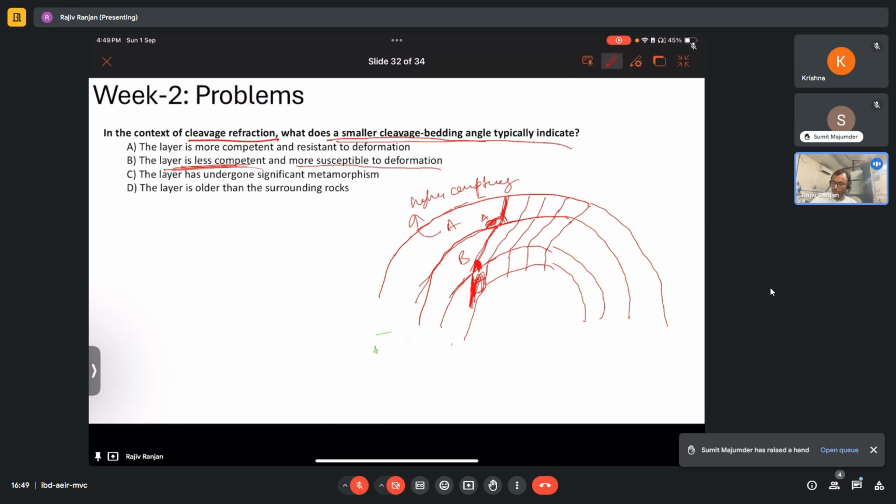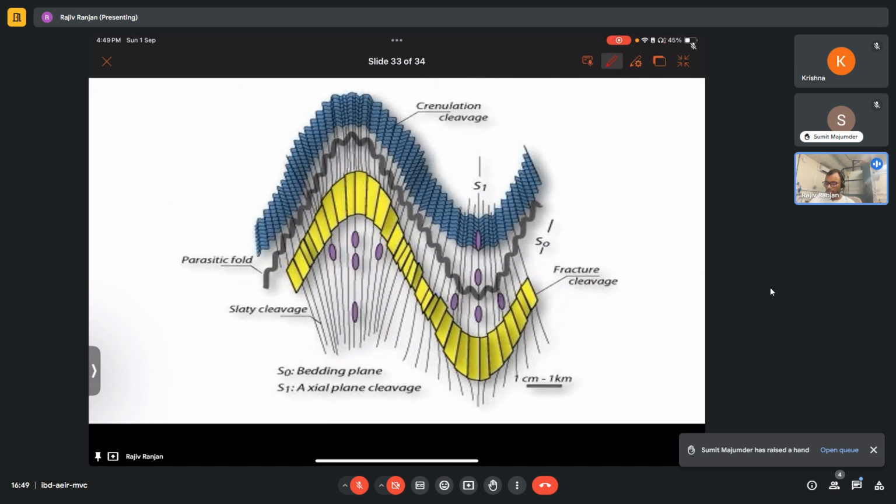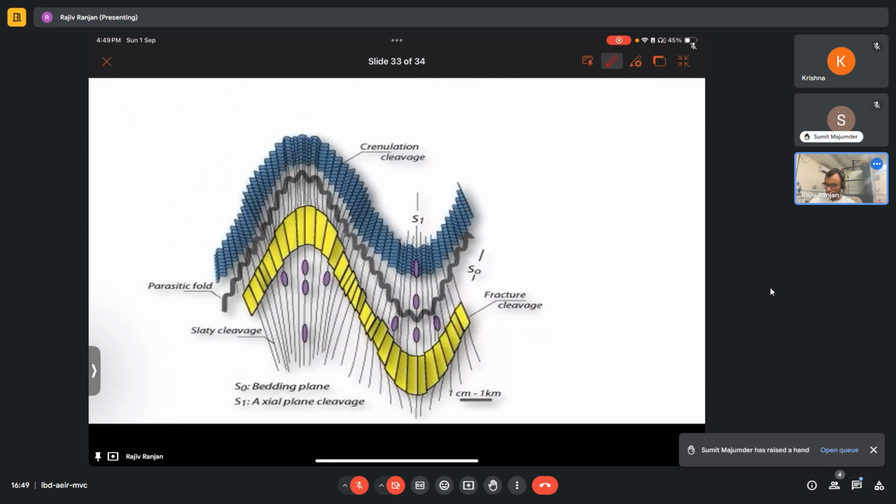I will show you another diagram. The layer has undergone significant metamorphism. This is wrong. The layer is older than the surrounding. This has nothing to do with the age. It only deals with the contrast in competency. This is an image that I have taken from one of the websites.